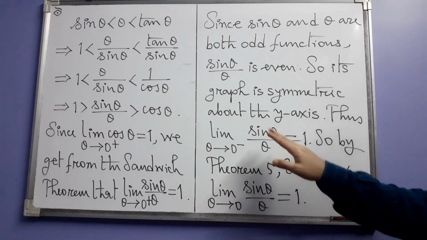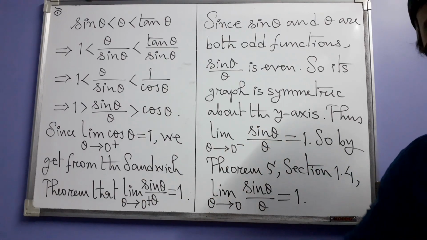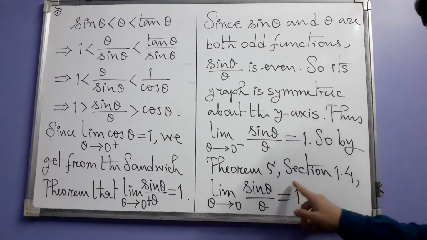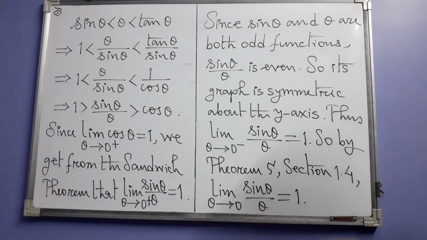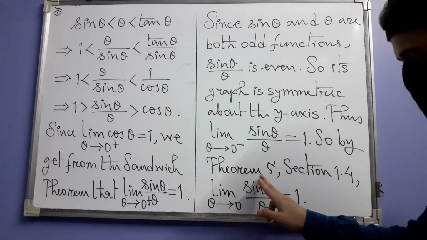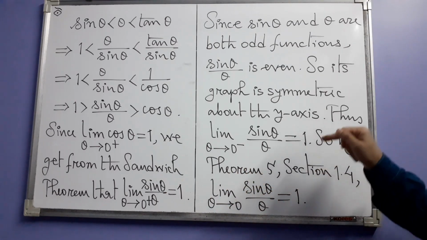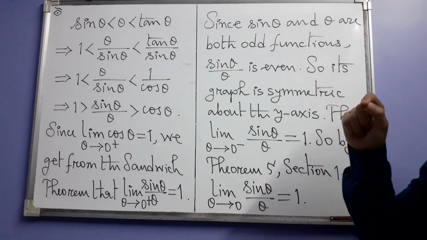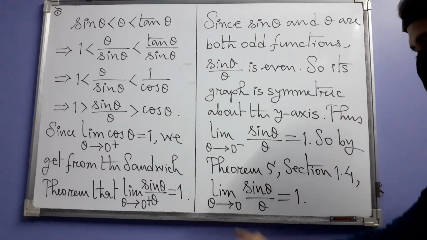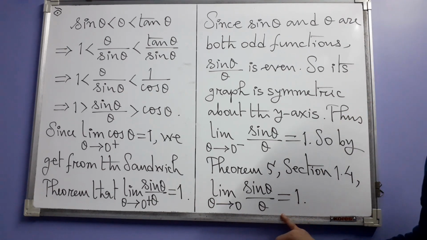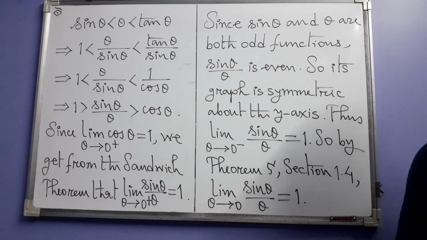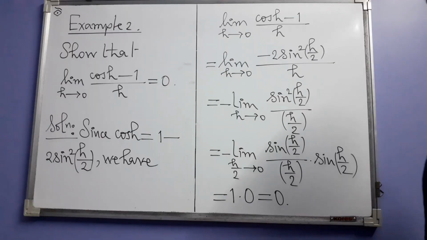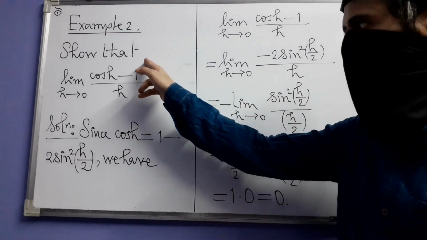And that is why, because these two one-sided limits agree, by theorem 5 from section 1.4, you can go back and see what that theorem is, it says that the two-sided limit should also exist and be equal to that common value. So that's how we have this limit. Now let's use it to prove that other limit that I was talking about. Okay, so the next limit is this.